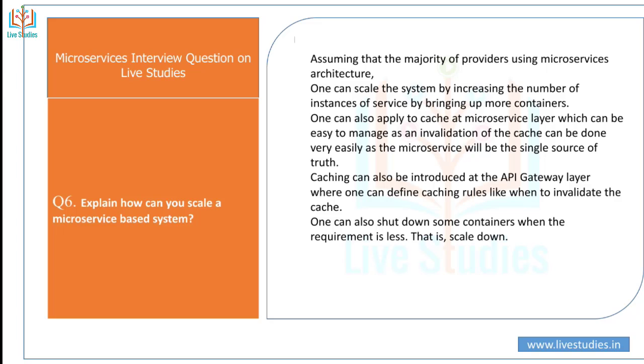Caching can also be introduced at the API gateway layer, where one can define caching rules like when to invalidate the caches. One can also shut down some containers when the requirement is less, that is, scale down.